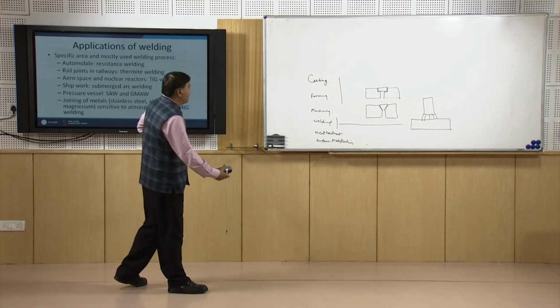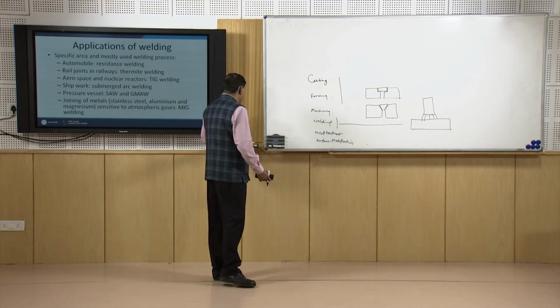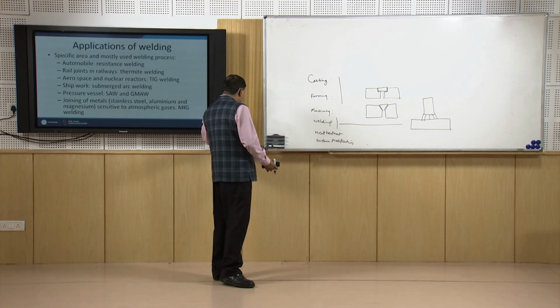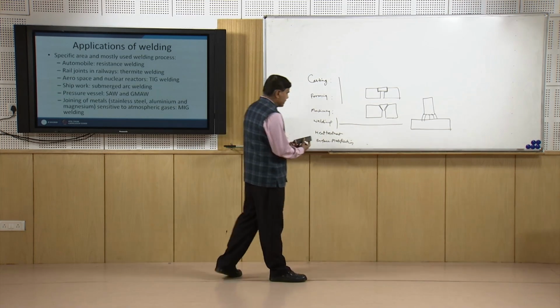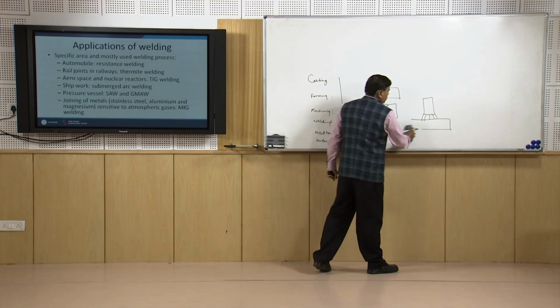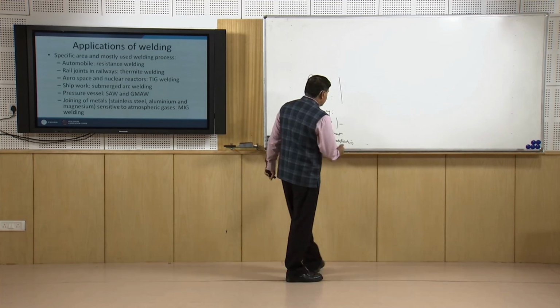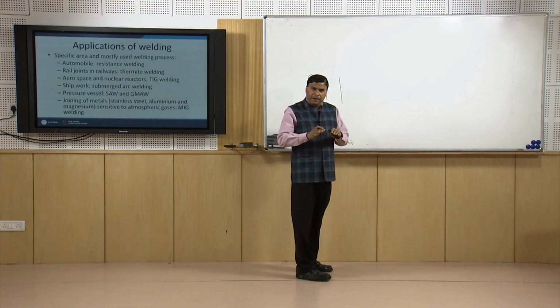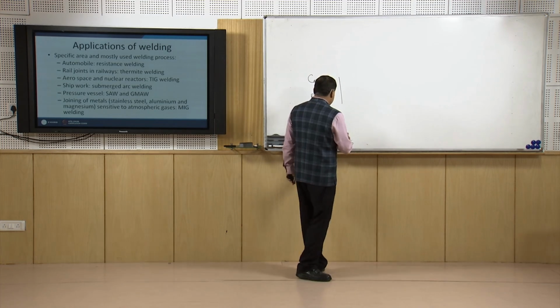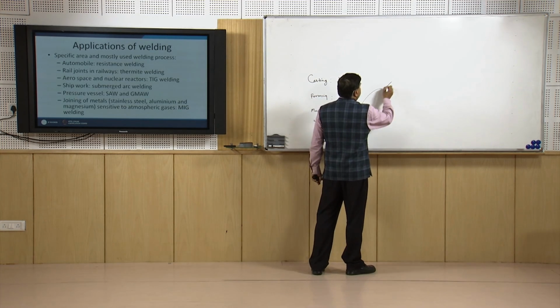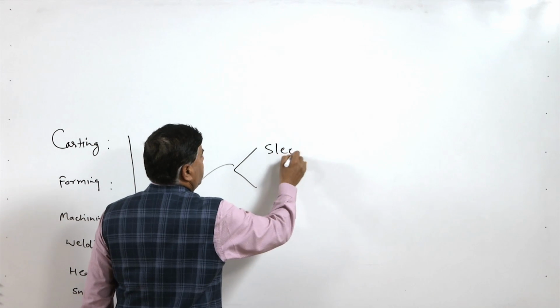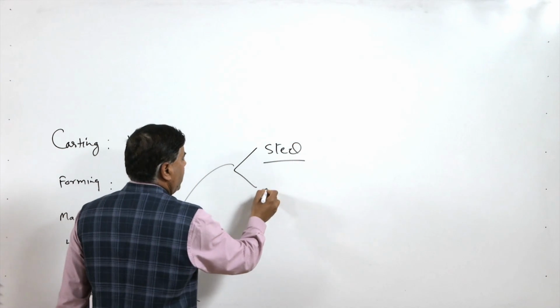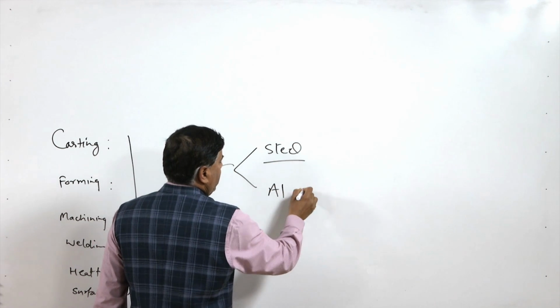Now, coming to the heat treatment processes and their applications, there are various heat treatment processes, so we will try to talk about them. Although there are different types of heat treatment processes, we will talk about the heat treatment for ferrous metals like steels and for aluminum alloys.